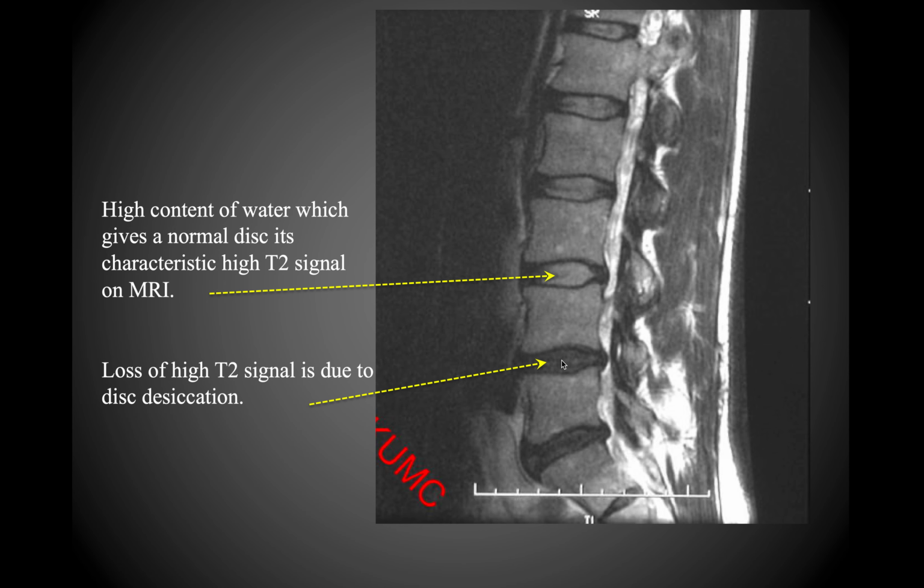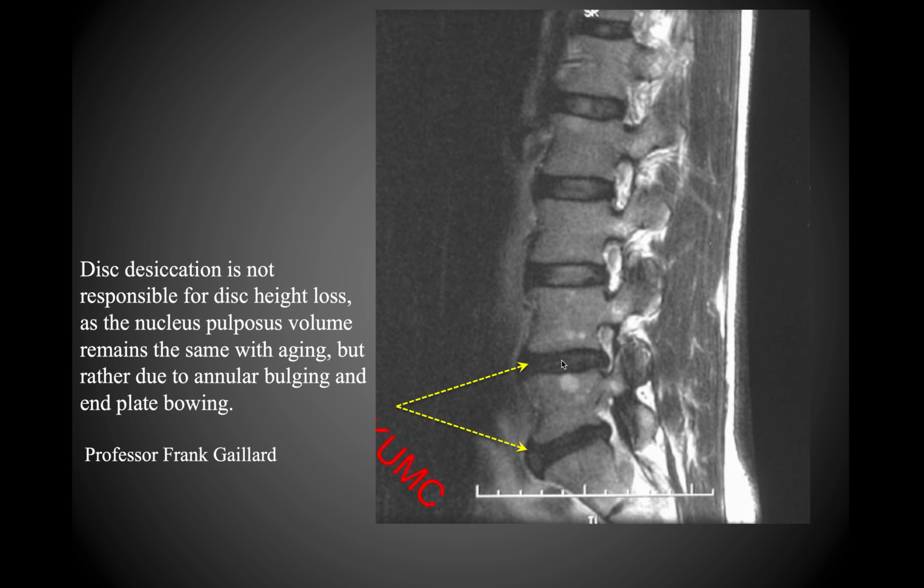So disc desiccation is sort of this drying of the nucleus pulposus. And so interestingly, you might think that this disc desiccation would be responsible for a loss of disc height, but it is actually not the cause of it.